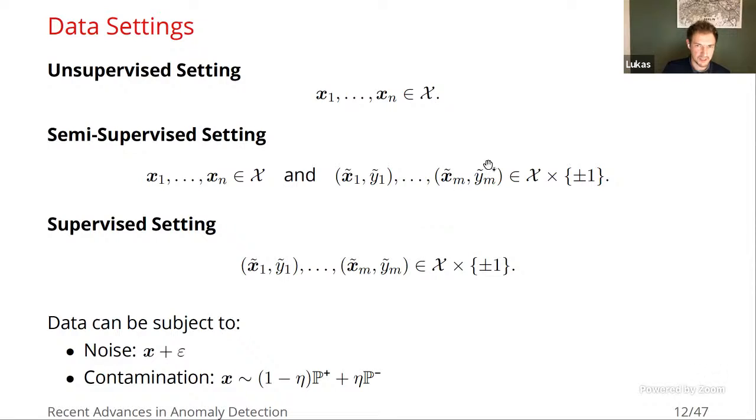Another setting that can occur would be a semi-supervised setting, and here in the most general sense we might have known normal samples, but also known anomalies that can be taken into account with some methods. And then a supervised setting, which is the most rare setting, where we would have confidently labeled normal and anomalous instances.